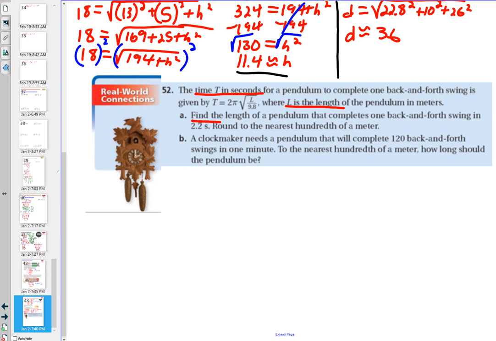So here they want us to find the length. If they want us to find the length, what do they have to give us? They have to give us the time, and they do say that one back and forth swing is 2.2 seconds. So let's substitute. That's the first step for solving for L. I want to isolate, but what should I do first? I'll tell you this, there is more than one thing I can do first.